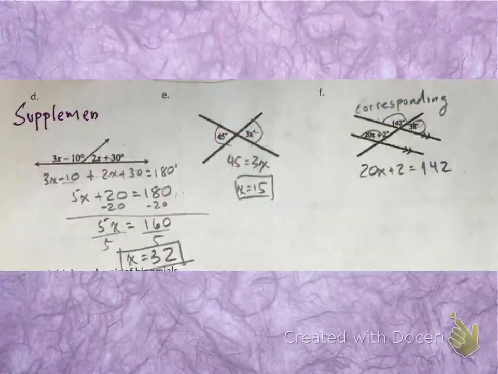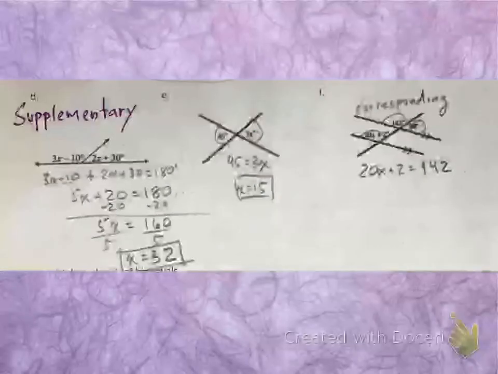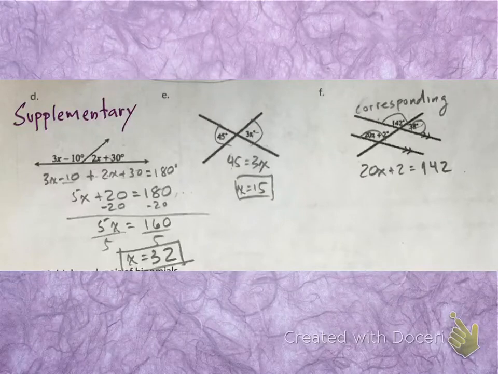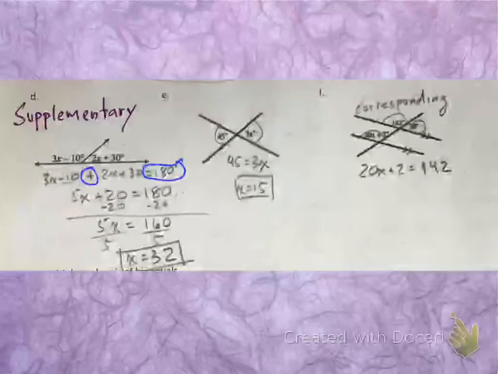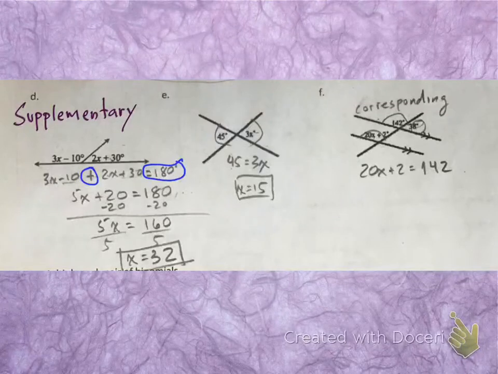Next group of problems. The first one, also supplementary angles. Those two form a linear pair. They add up to 180 degrees. So 3x minus 10 plus 2x plus 30 equals 180. There's your equation. Make sure you see how we simplified the left side to get all our like terms together and proceeded from there.